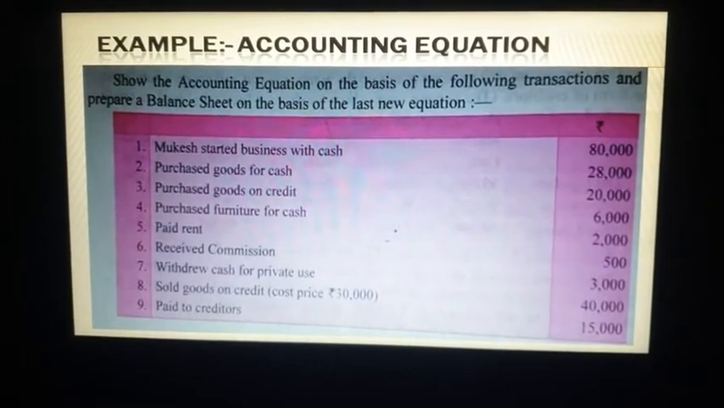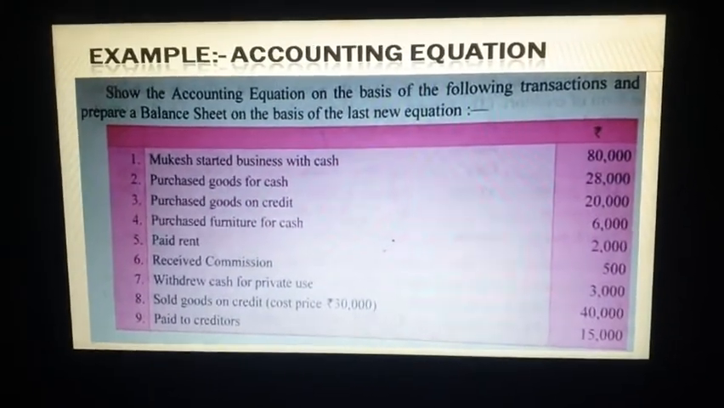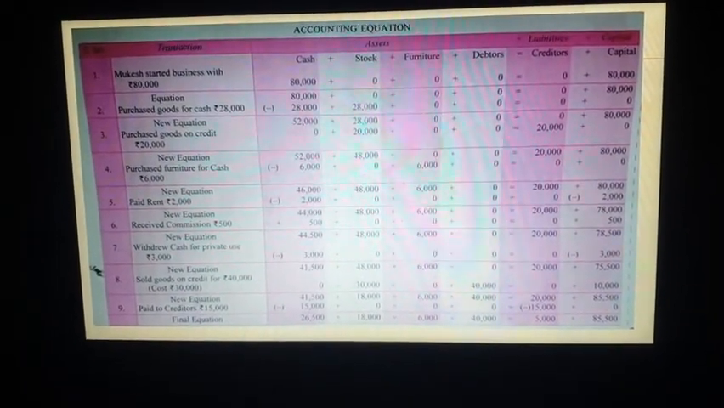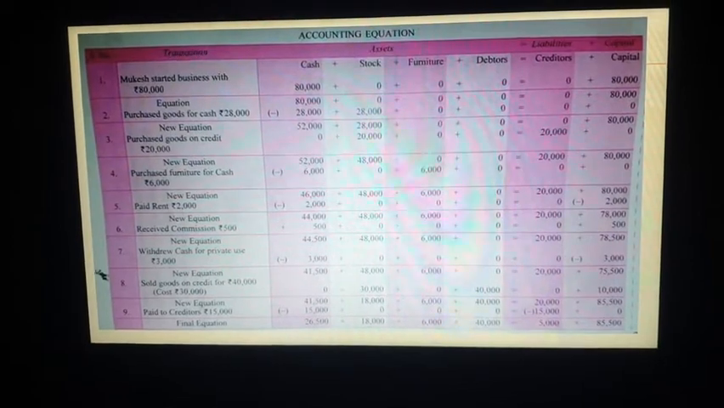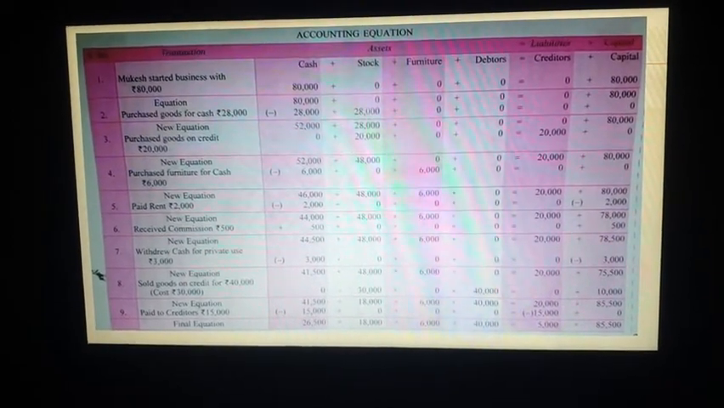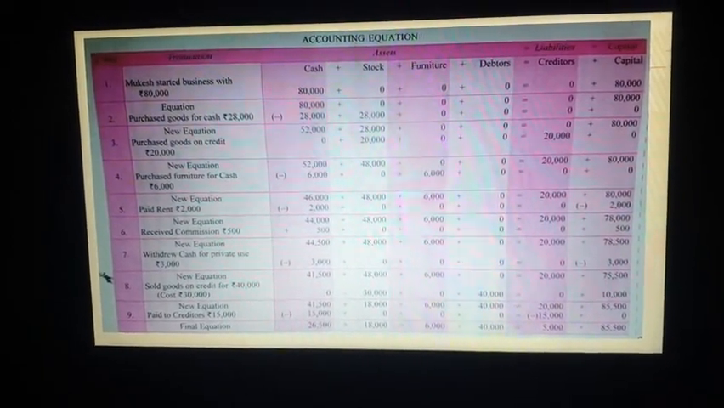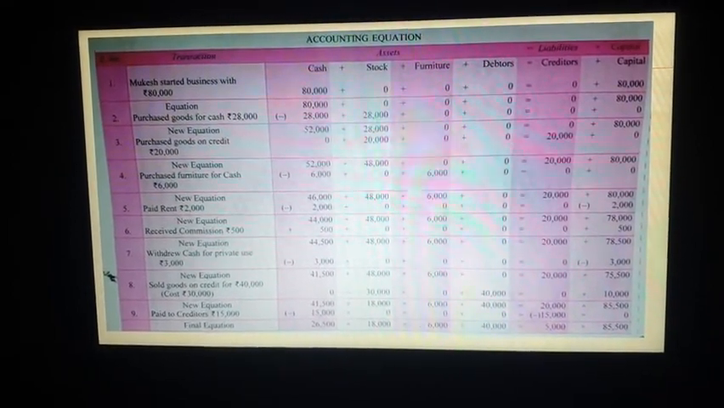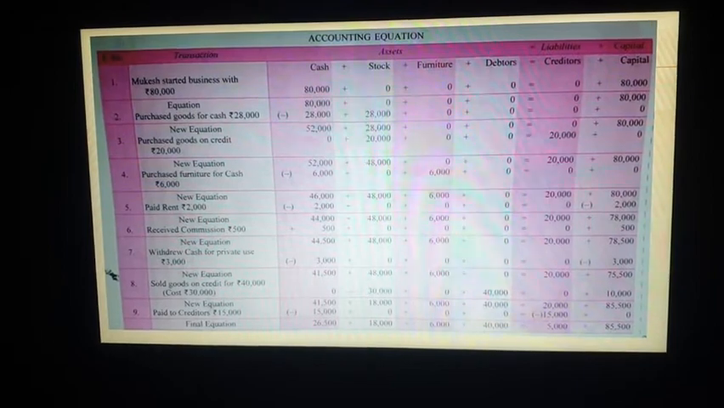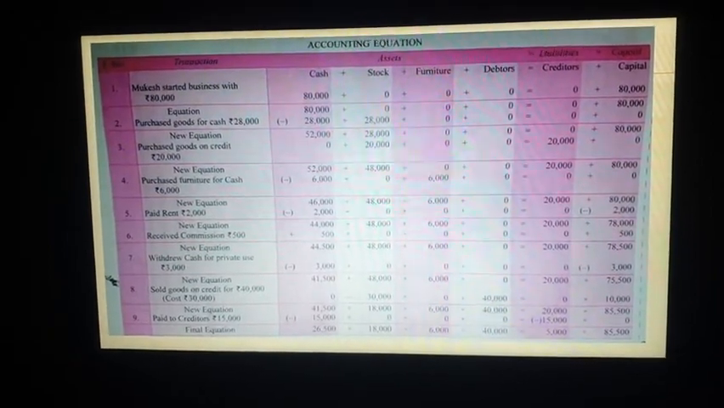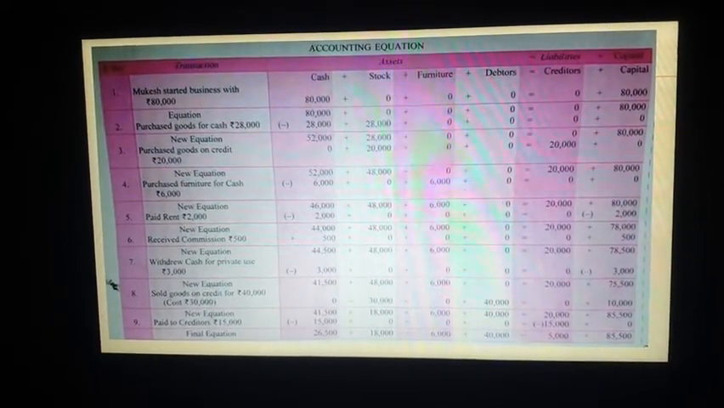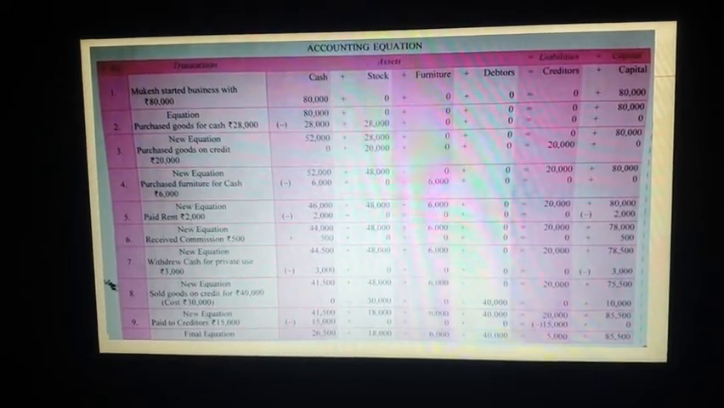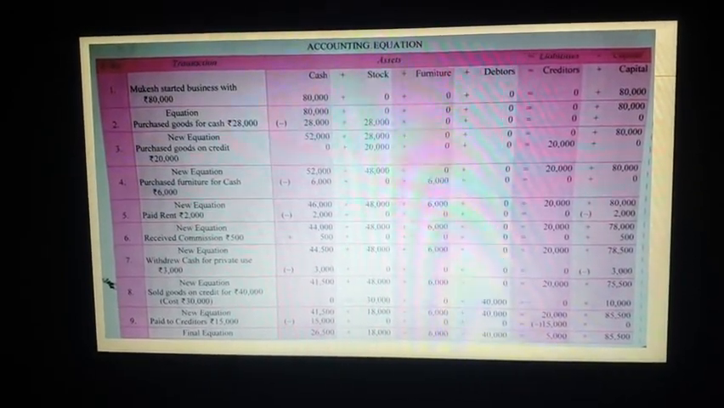So let's move to the answer part. So see in third equation, stock increased by 20,000 and we have to make the payment but payment is still not made. So it will increase your liability, and in the liability part we have to show creditor 20,000. So after this third transaction, your equation will be cash is still same 52,000. Earlier stock was 28,000. Now again 20,000 purchase. So total stock is 48,000.